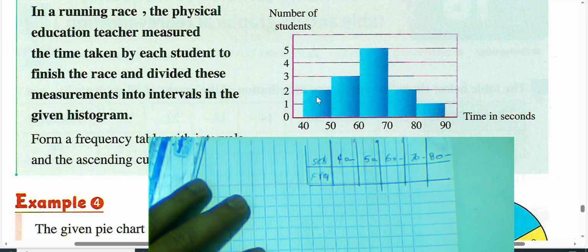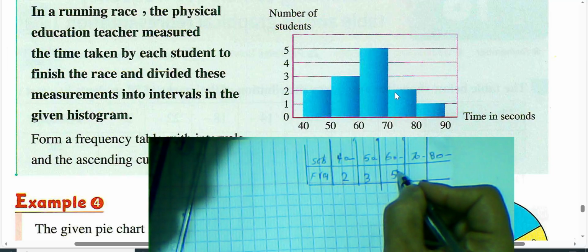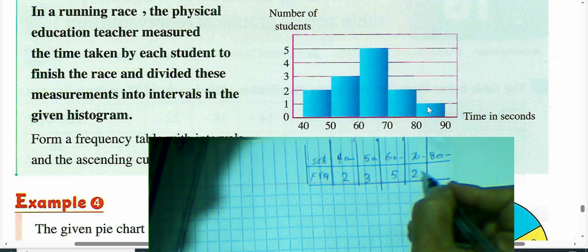The first step here, like this. You can use a ruler to find the answer. From 40 to 50, right? 40 to 50, and second 50 to 60, and 60 to 70, and 70 to 80, and 80 to 90. Count with me here in this line. We have 2, and the next interval is 3, and the next is 5, and the next is 2, and the next is 1.